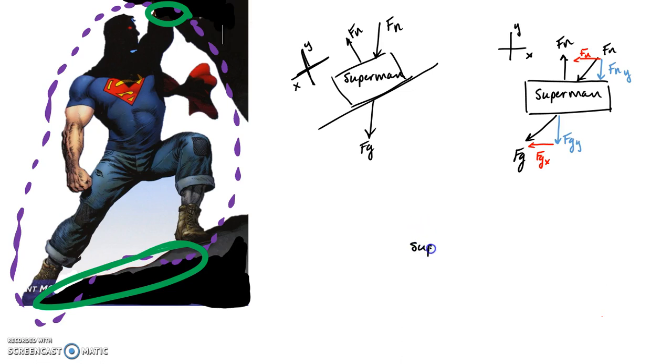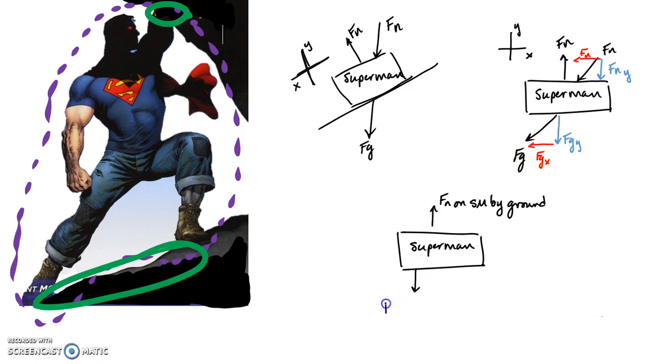So Superman, this would be the force diagram on Superman. And I would have the different components now. So I'm going to take the normal force, that's the only one pushing up. So I've got force normal on Superman by the ground. And then I've got two downwards forces here.